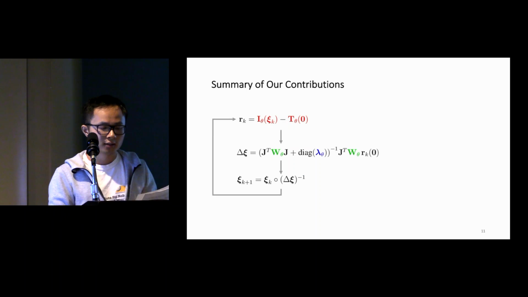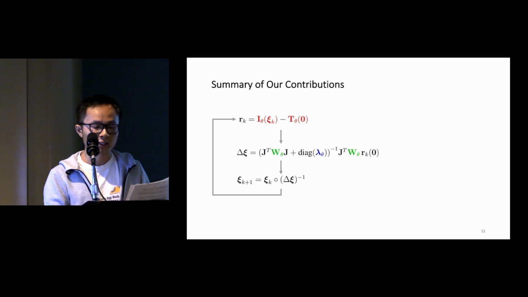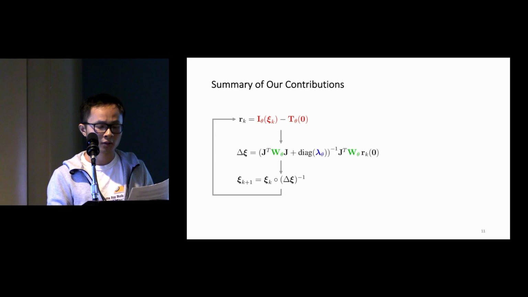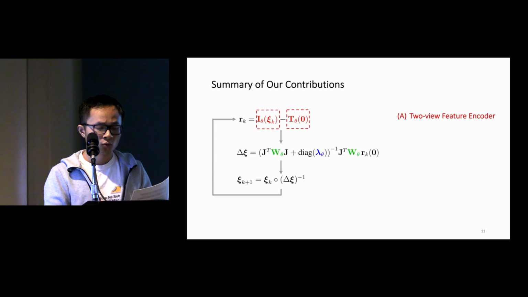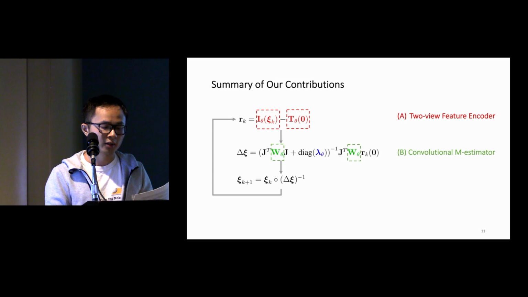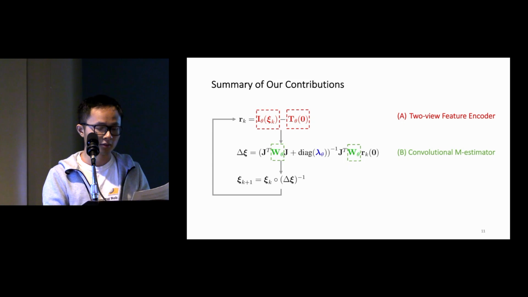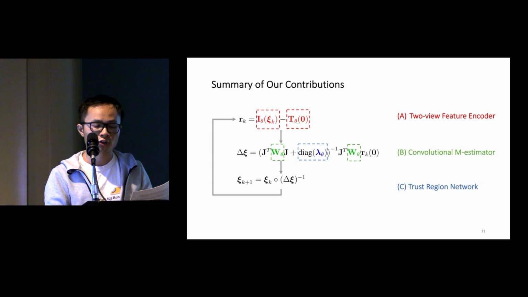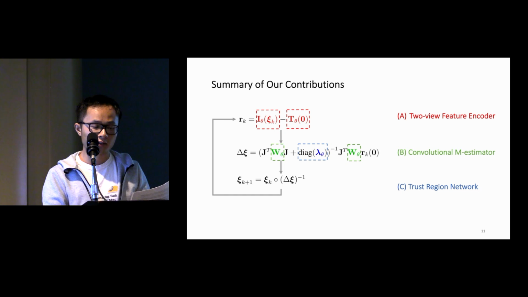To summarize, we make three contributions, each as a learnable module, and we follow the same computational graph as a classical inverse compositional method. We propose a two-view feature encoder to replace photometric residual, a convolutional M-estimator to replace the traditional M-estimator, and a trust region network to learn better damping regularization. All operations are differentiable, and we train all the modules end-to-end using the ground truth motion transform.